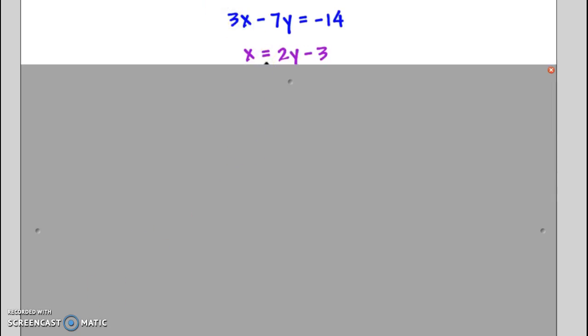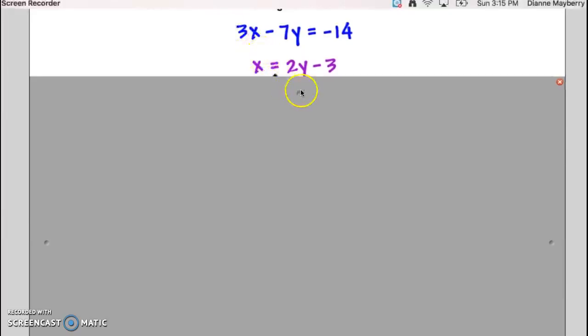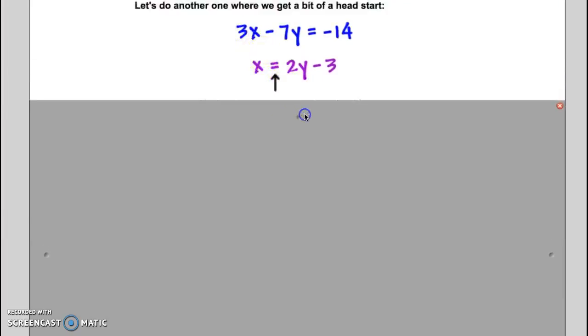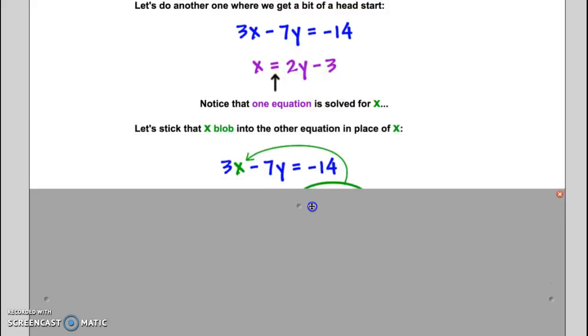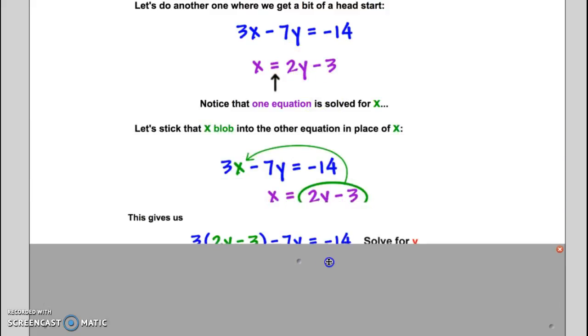Let's do the next one. So this is a linear equation in standard form. This just happens to be a linear equation, not written in any form, quote unquote, but we know what our x value is. So if you know what the x value is, you go up to the other equation and wherever you see an x, you'll put in 2y minus 3. So they go ahead and do that for you.